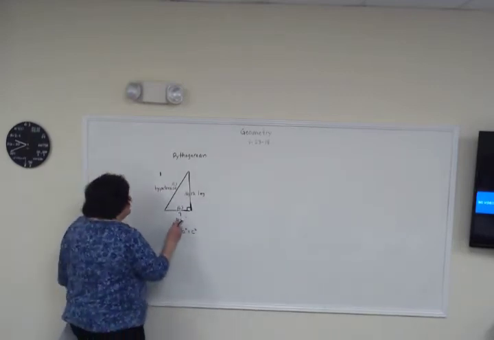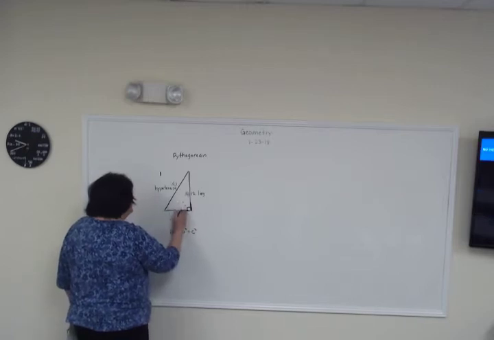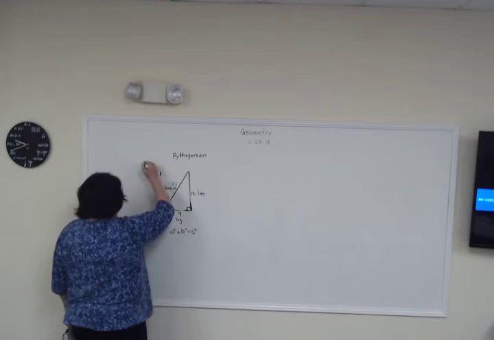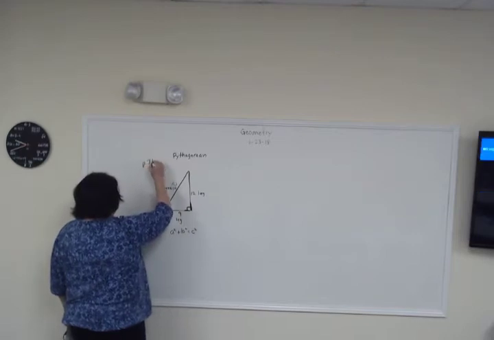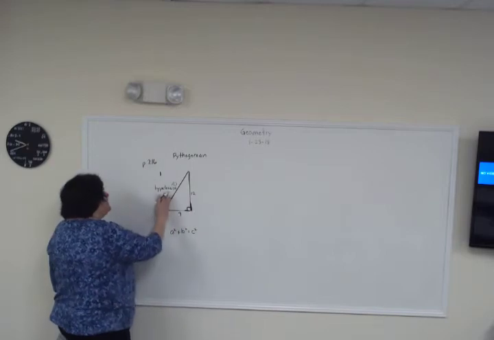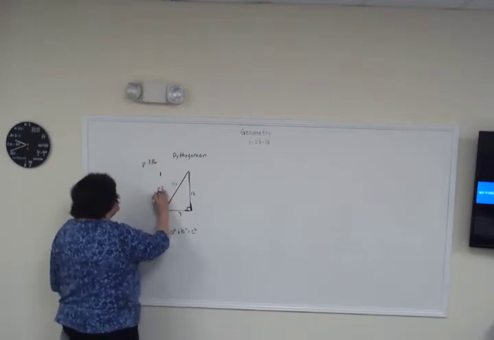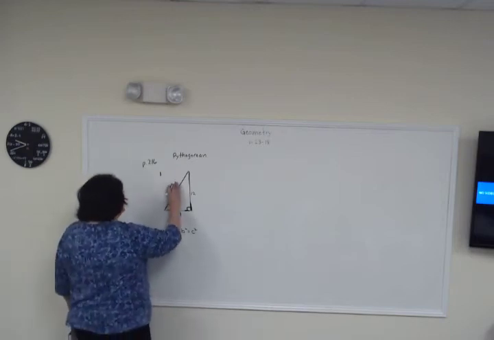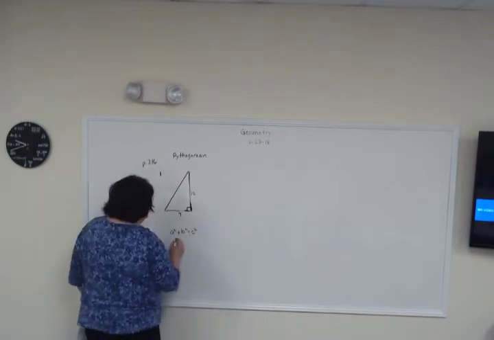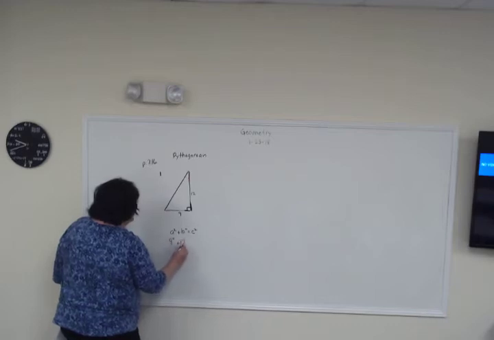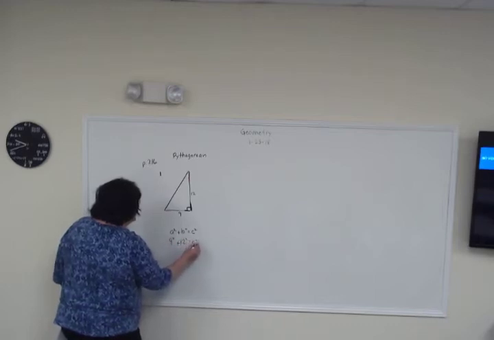So we see that in number 1 on page 216, the legs and the hypotenuse. We see that they give us the sides of the two legs, so that's A and B. So we can say 9 squared plus 12 squared equals C squared.